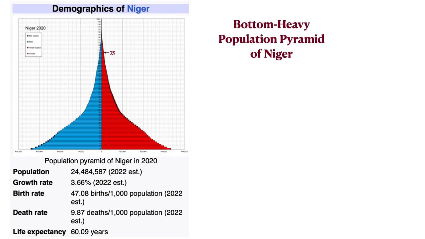So it's very much a pointed sort of shape. And then you can see the huge bulge at the bottom because of the very high birth rate. It is declining, but it's still quite high. And so you could see the birth rate of 47 births per 1,000 population and the death rate of only 9.87.